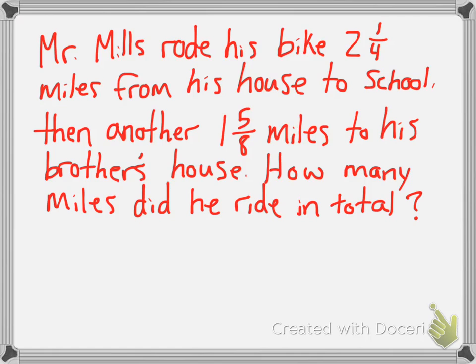So if we look at this problem, we've got Mr. Mills rode his bike 2 1/4 miles from his house to school, and then another 1 5/8 miles to his brother's house. How many miles did he ride in total?